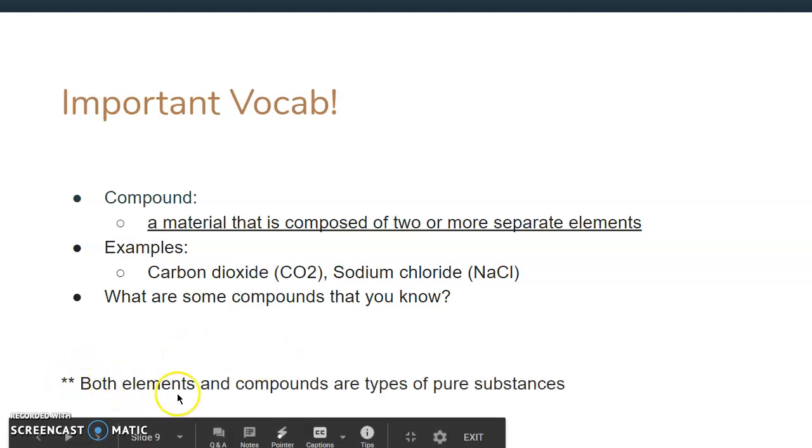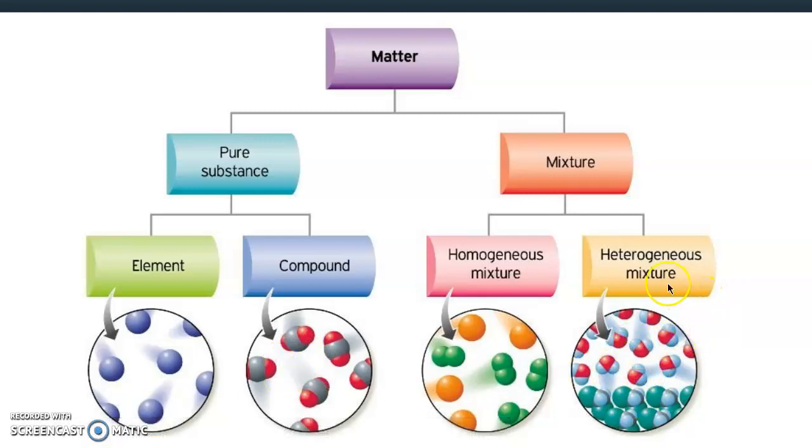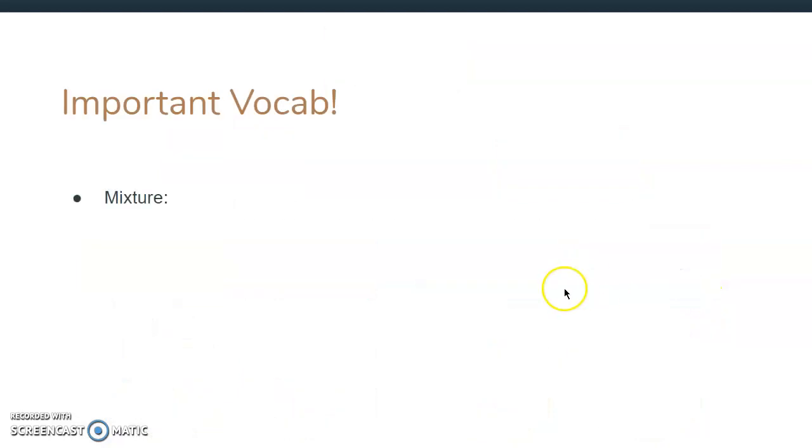Another important note is that both elements and compounds are types of pure substances. So going back to our big picture, we can see this little molecule has one element in the middle and two on the side. This very well could be CO2. But we only have this compound throughout our whole substance, making it a pure substance. If we had some other compounds in here, it would look more like a mixture, which is going to be our next word that we're learning.